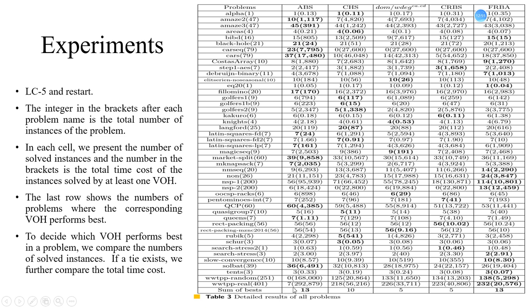The last row shows the numbers of problems where the corresponding heuristic performs best. But to decide which heuristic performs better in a problem, we compare the numbers of solved instances first. If a tie exists, we further compare the total time cost. We can see both the activity-based search and the FRBA get best performance in 13 problems, which is the largest number.